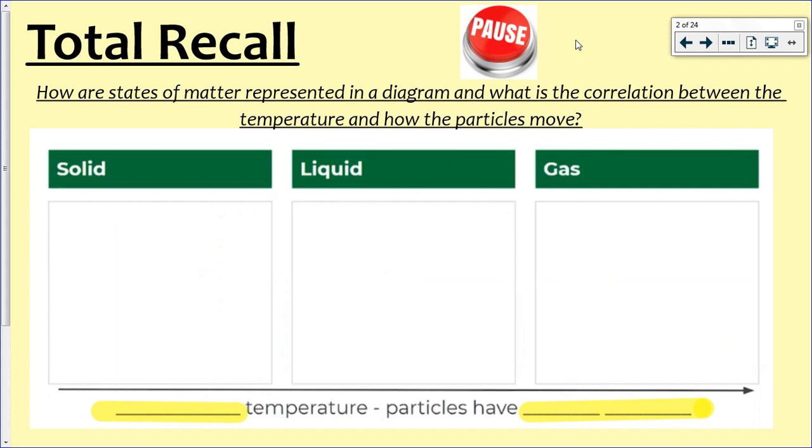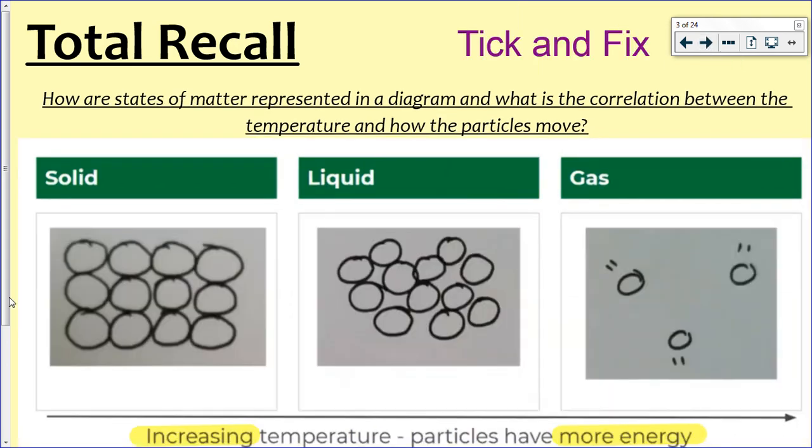Okay, let's have a look at the answers. Grab a purple pen and tick and fix anything that is right or wrong. So our solids particles are all touching in straight lines. There shouldn't be any gaps between any of the particles except right in those little middle parts. Liquid are still touching but more spread out, can move a bit more freely. And gas are completely untouching, moving about.